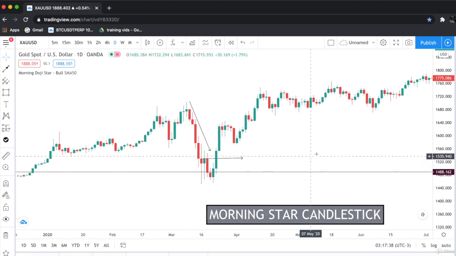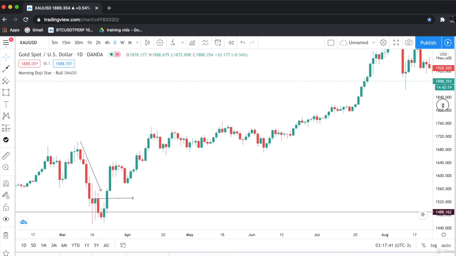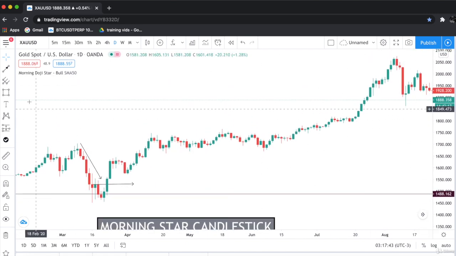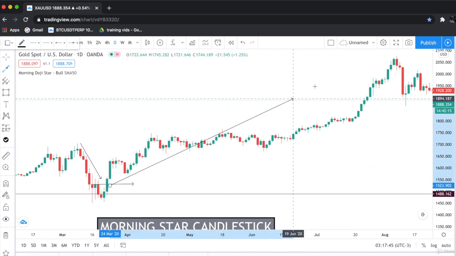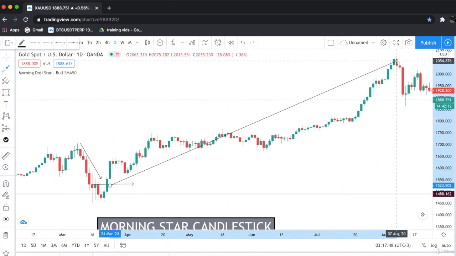As you can see, the trend changed after this and the price rallied all the way up. The trend changed after here and the price rallied upwards, as you can see on the chart.